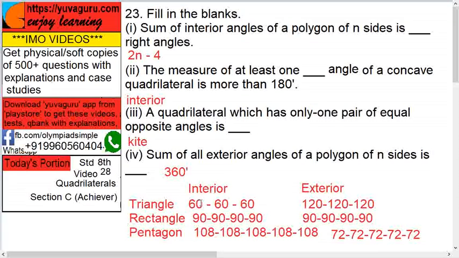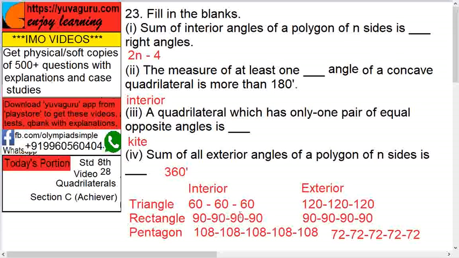Interior angle, let's say it's an equilateral triangle. Interior angles are 60, 60, 60. So exterior angles would be 120. See here, interior plus exterior form a linear pair. So 180 minus 60 is 120, 120, 120, total is 360.